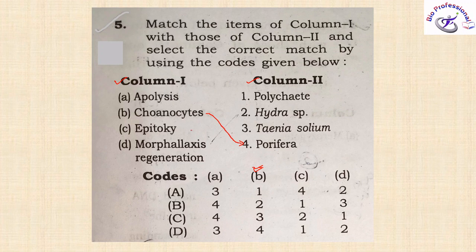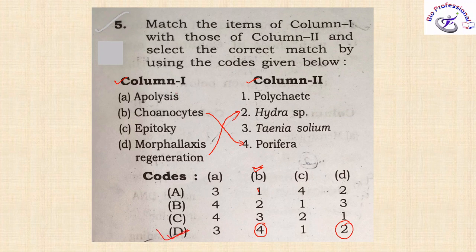If you understand the basic animal classification, you will find that choanocytes are present in Porifera. Next, morphallaxis and regeneration. B4 means you have only one option, so the correct option will be D. Let us cross check again. Morphallaxis and regeneration is the characteristic of this, so D2 will be the correct option. So correct option will be D.